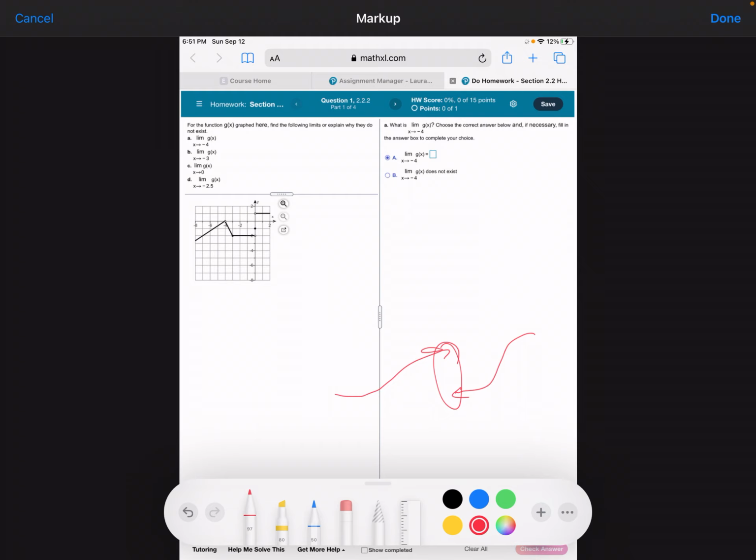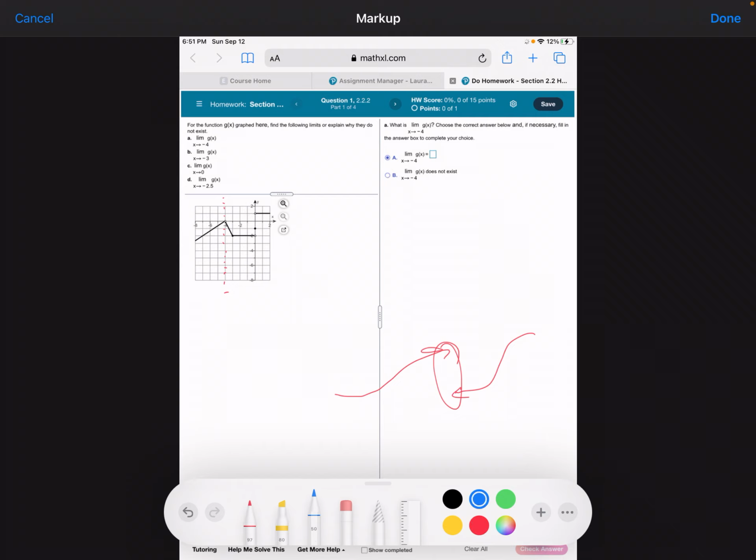Actually, I don't think we've done the theorem yet, so let's just focus on this. It doesn't have to exist there. It just has to get close to that y value. Limits are going to be the y value, or the vertical value. So for the first one, it says we're approaching -4. Let's look at where -4 is. So -4 is right here. I want to know, what is the function getting close to as the x values approach -4?